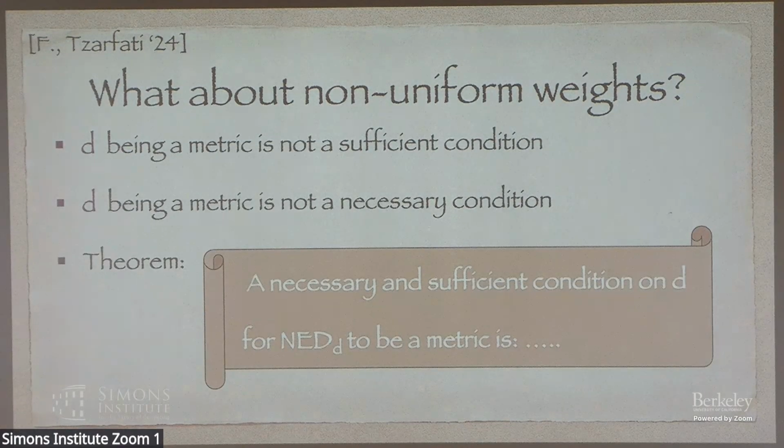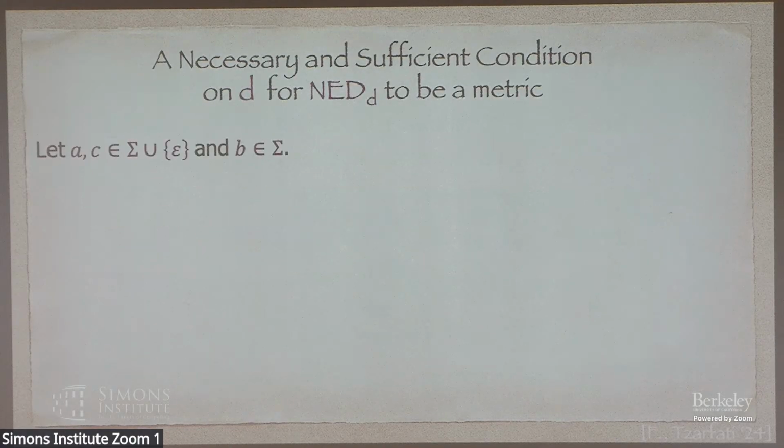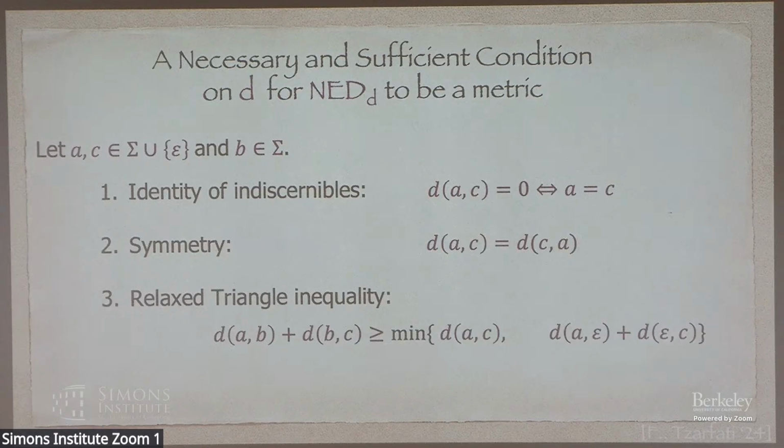And we came up with a necessary and sufficient condition for NED D to be a metric. And it goes like this. This is the definition of a metric, again, just to refresh your memory. The definition that we have for NED D is very similar, right? We have A and C are either letters or epsilon, which is what we use to capture deletion or insertion, and B is a regular letter. The first requirement is the same as in a metric, and symmetry is the same as in a metric. And instead of the triangle inequality, we have what we call a relaxed triangle inequality. The distance between A and B plus the distance between B and C should be at least the minimum between the distance between A and C, going directly from A to C, or going from A to C via epsilon.